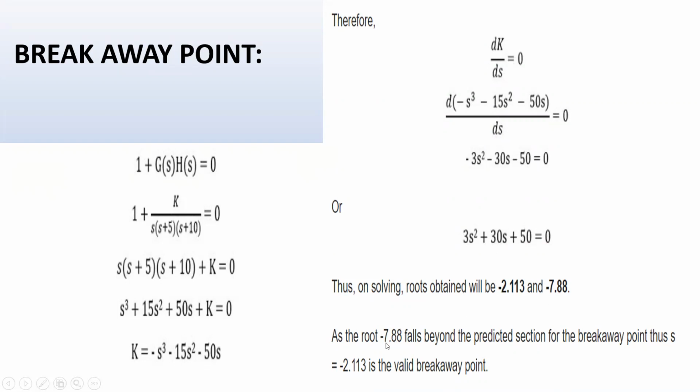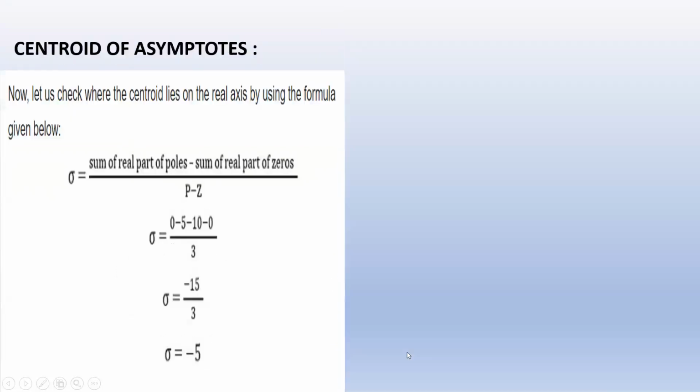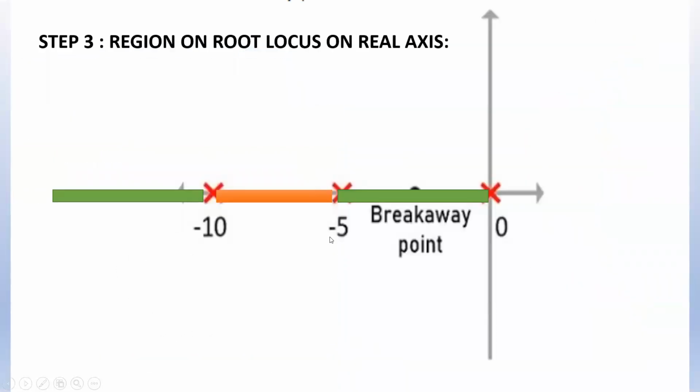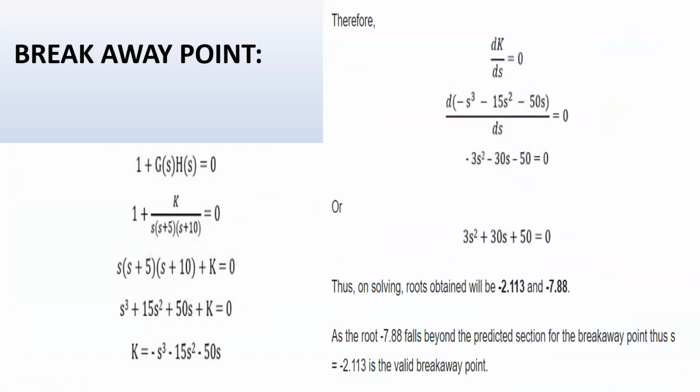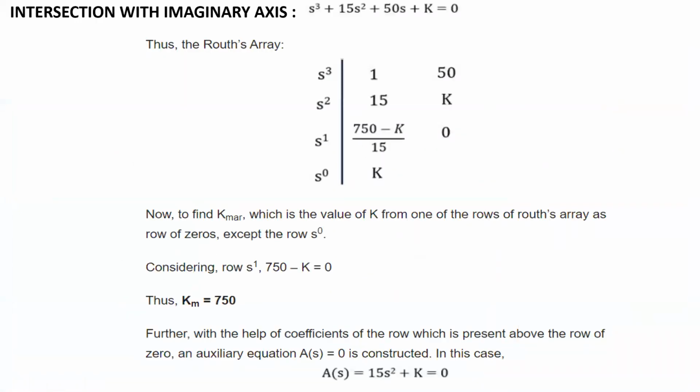So this 7.88 does not actually lie between, because if we see, minus 2.1 is lying between 0 and minus 5. So we can say all the points are lying on the root locus. So we can take minus 2.1 as a breakaway point. But minus 7, if we take, that is in the region which is not on the root locus. So we cannot take minus 7 point something over here. So we already found out the breakaway point.